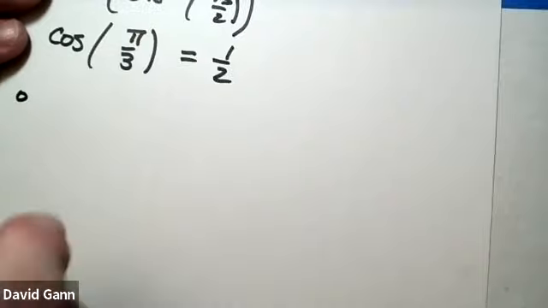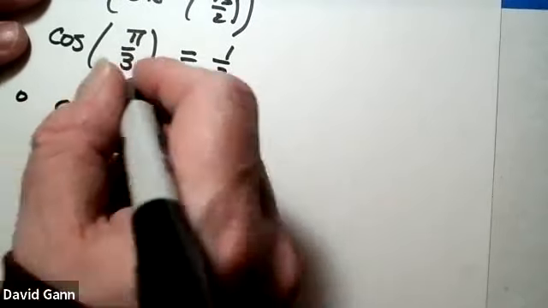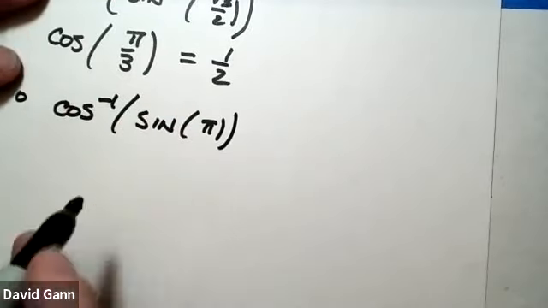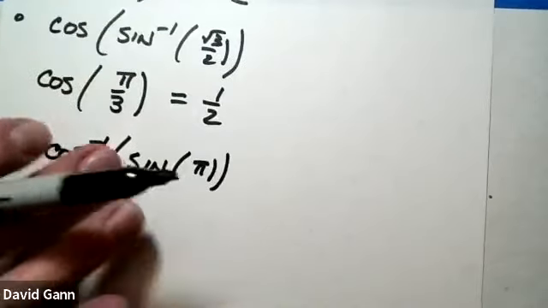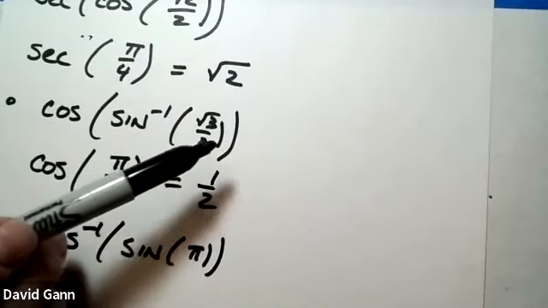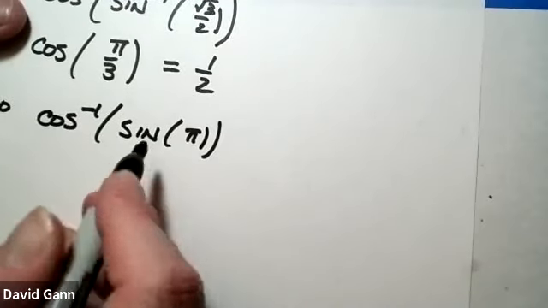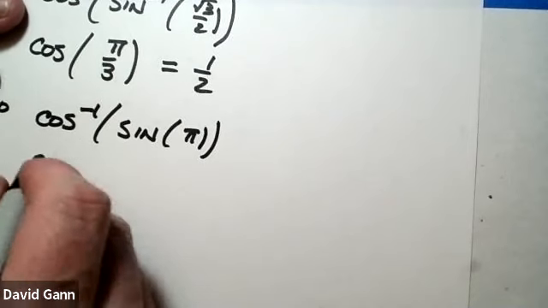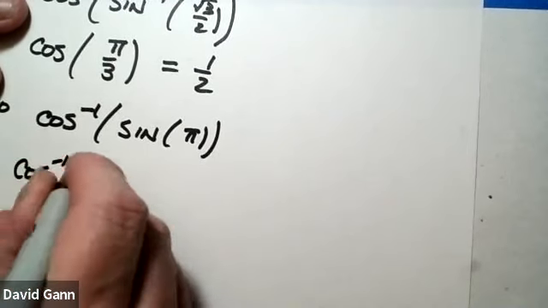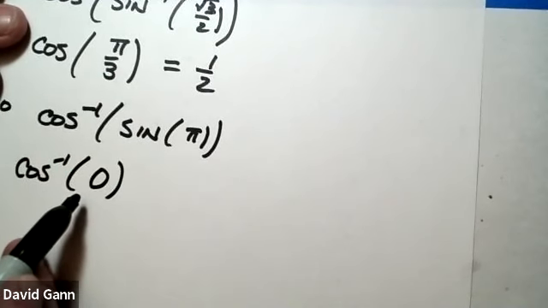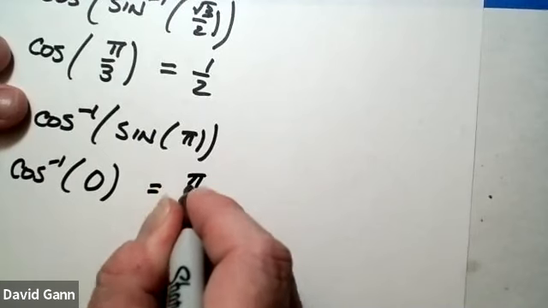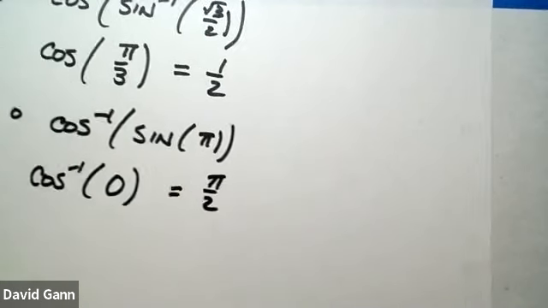So how about the inverse cosine of the sine of pi? This is kind of reversed. Here we had a trig function of an inverse trig function of a known value. So sine of pi is 0. So this becomes inverse cosine of 0. Now, where does cosine equal 0? Well, it equals 0 at 90 degrees, or pi over 2, right? And that's in the range of inverse cosine.